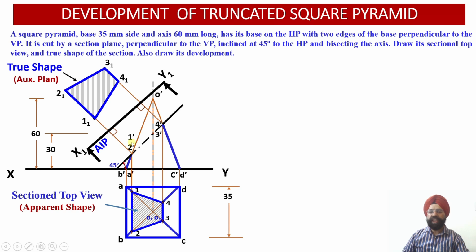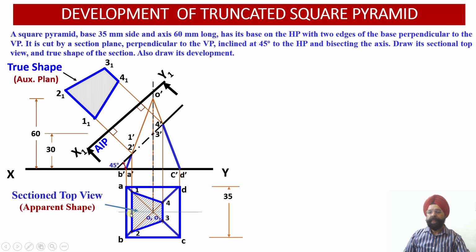Now, since all these projectors represent the apparent length in the front view and the apparent length in the top view, I am not getting the true length of the slant edge for this square pyramid. So what I need to do, I'll be using the principles or the fundamentals of rotation of line to obtain the true length of this slant edge.